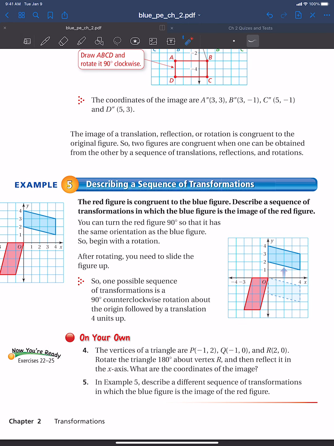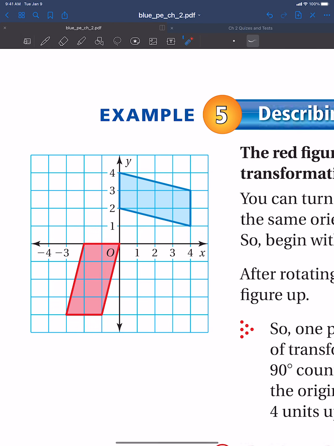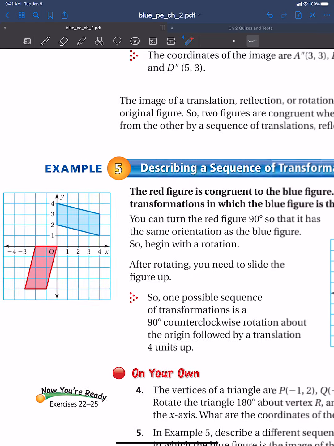The red figure is congruent to the blue figure. That helps us know that they're the same. There could be some transformations that happened. Describe a sequence of transformations. Sequence means more than one, in which the blue figure would be the image of the red figure. So let's look at this guy right here. Red is the original, blue is the image. It wants to know how could it have landed up here. Remember, a sequence of transformations. Let's read what it says.